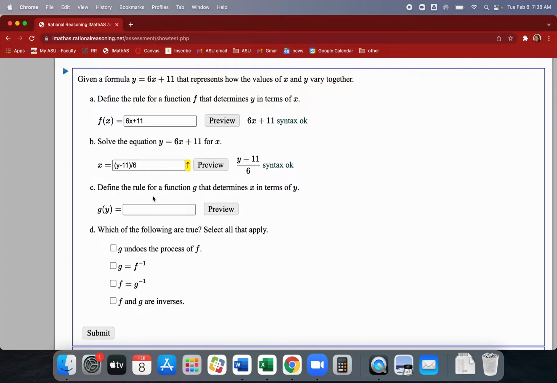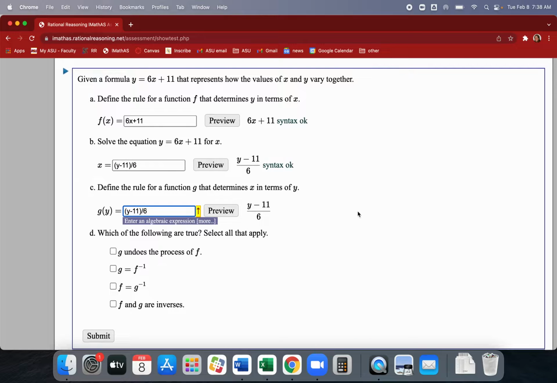Same thing here. Define a rule for function g that determines x in terms of y. Well, x equals, according to our last answer, y minus 11 over 6. So this is a formula that gives me an output of x by substituting in just a y and doing a couple of computations. So I would just have the exact same thing here. In fact, I'm just going to copy and paste. So g of y is y minus 11 over 6.